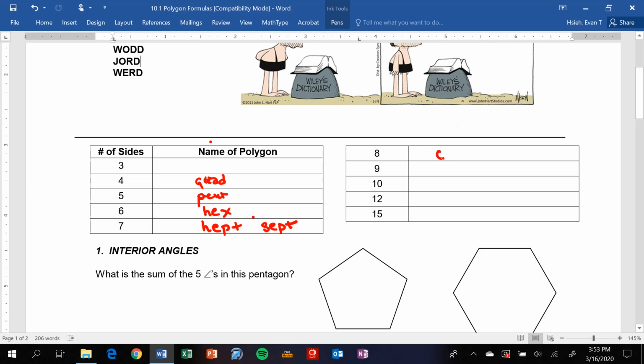Eight is going to be an octagon. Nine is a nonagon. Ten is a decagon. And then the ones you need to know beyond that are dodecagon, which is 12-sided, and 15 is pentadecagon. Anything else, like a 27-sided figure, would just be a 27-gon. Clever enough, right?